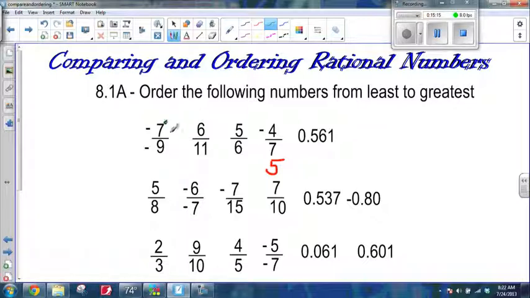So the decimal point goes behind the 7, because we didn't see it, we add a 0. And now 7 goes into 70 10 times. And the same thing on this. 11 goes into 60 5 times with a remainder of 5. And 6 goes into 50 8 times with a remainder of 2. And this is already in decimal form.